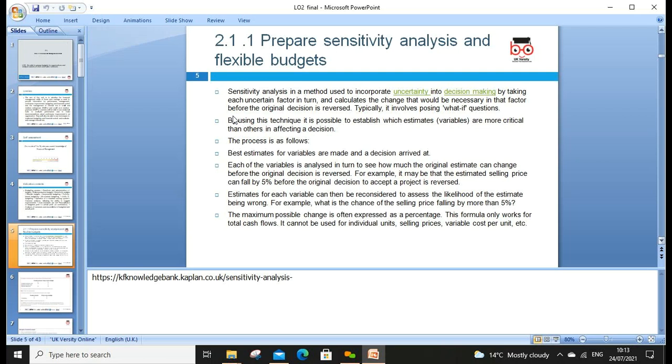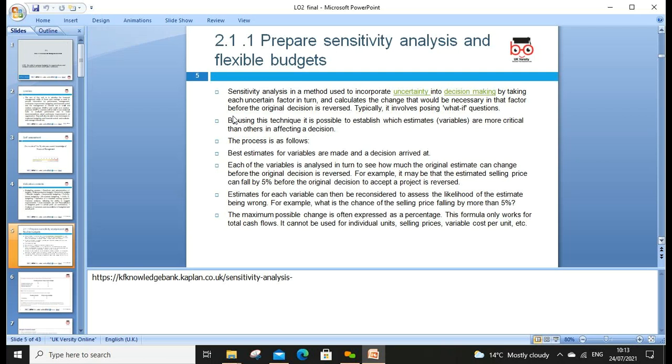So for example, it may be estimated that the selling price can fall by 5%, like with Brexit for example, or increase by 5%, before the original decision to accept the project is reversed. Like one company that recently went into liquidation, Carillion, the construction company. The reason is, of course, they had competition. They used to charge a lower contract price, and ultimately their cost was high and they had an efficiency issue, and ultimately they couldn't sustain it. So we need to look around.